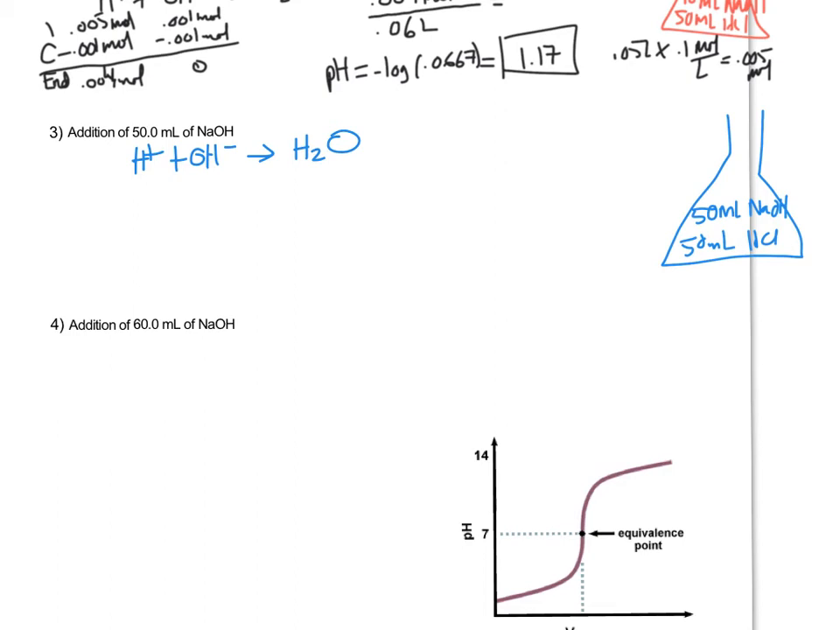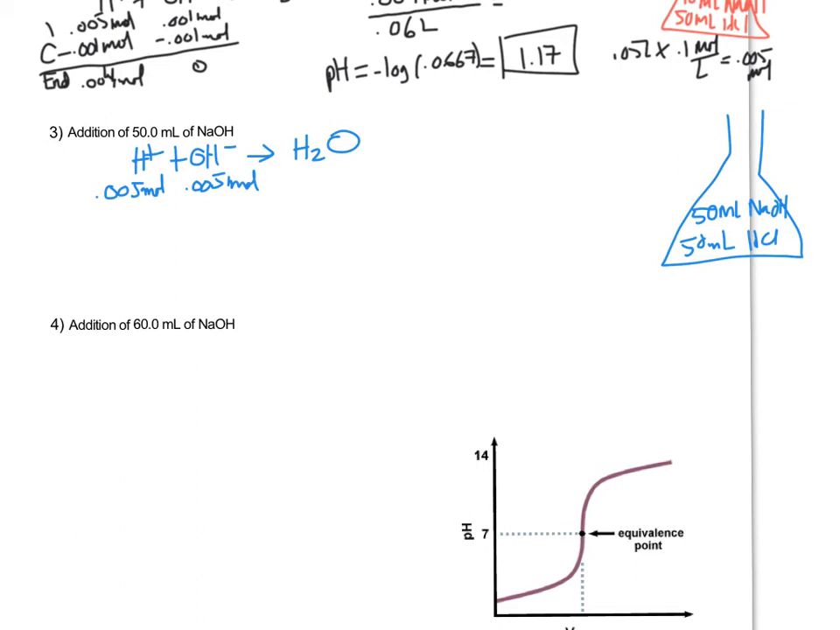We have already calculated our moles of acid. We have 50 milliliters of 10th molar, that was 0.005 moles. That's not going to change. My hydroxide, I also have 50 milliliters of 10th molar, and so that's also 0.005 moles. Don't care about the water.